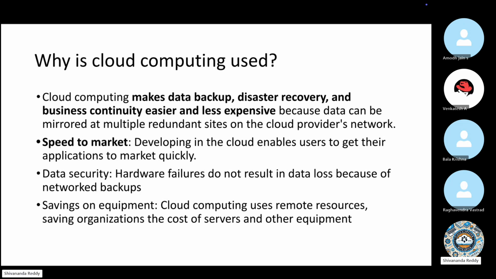Similarly, the data you kept in one place, if you want, can be kept in another place also. The cloud provider will take care. You just need to inform them that you are keeping this data in Bangalore, so keep the same data in Mumbai. Why two locations? If unfortunately the Bangalore data is deleted, nothing will happen to the Mumbai data. From the Mumbai data you can restore your backup. That's the meaning of multiple redundant sites on the cloud provider's network.